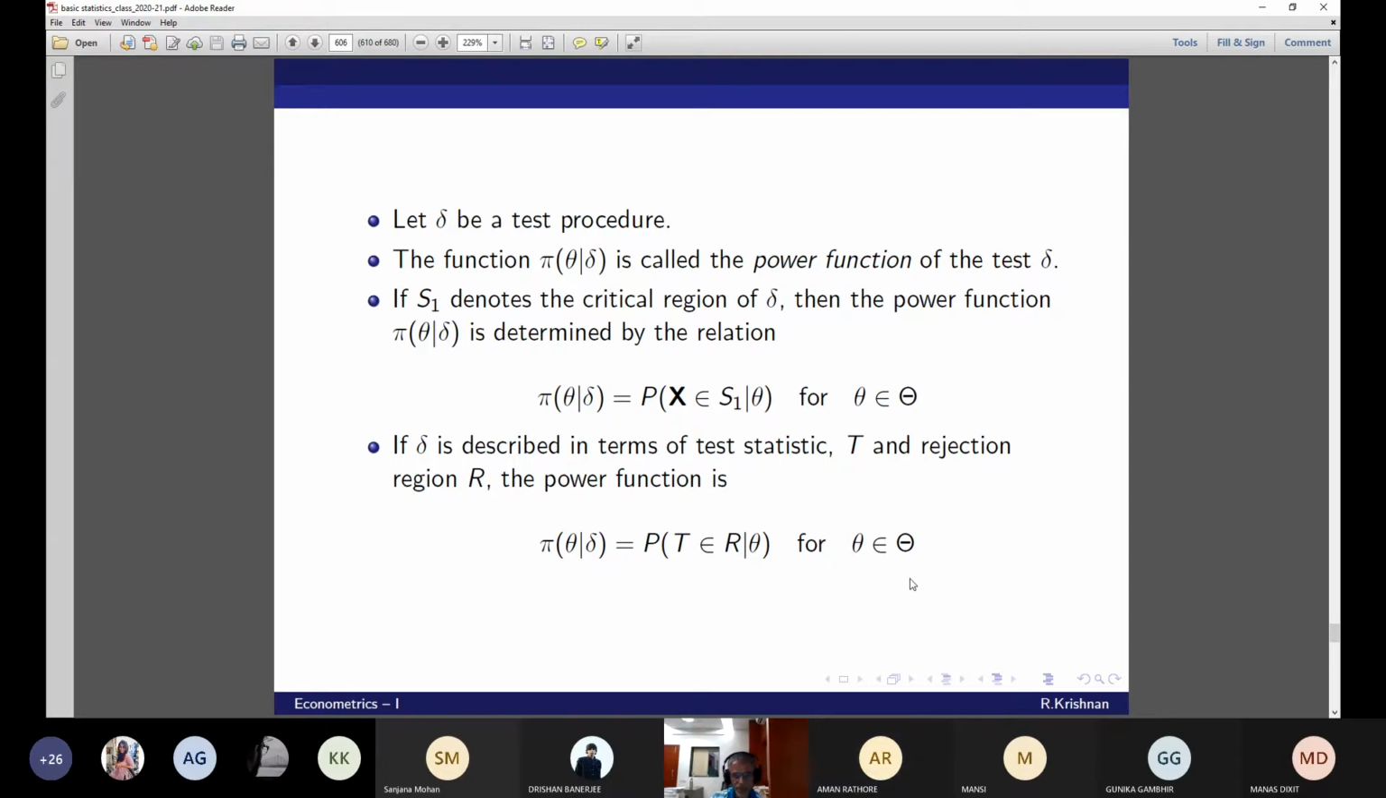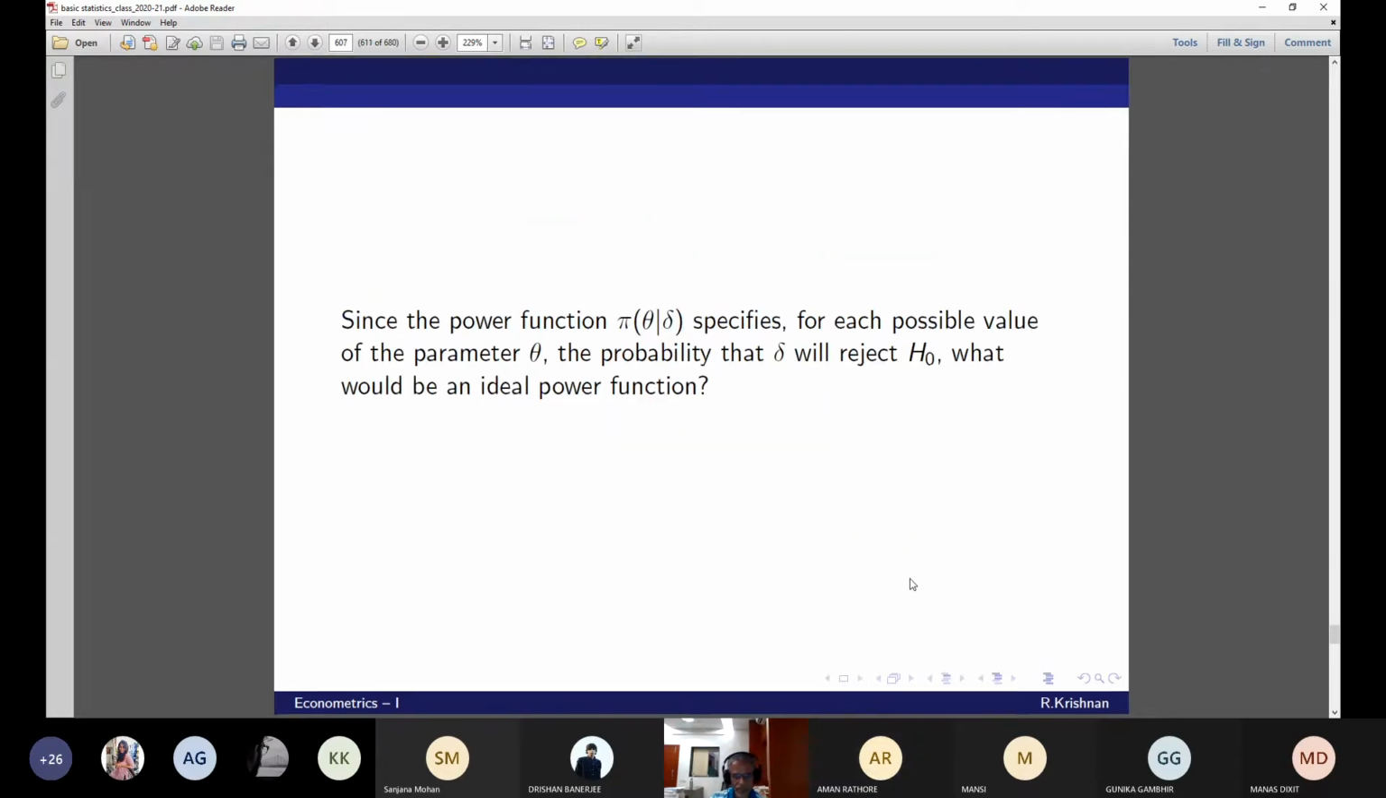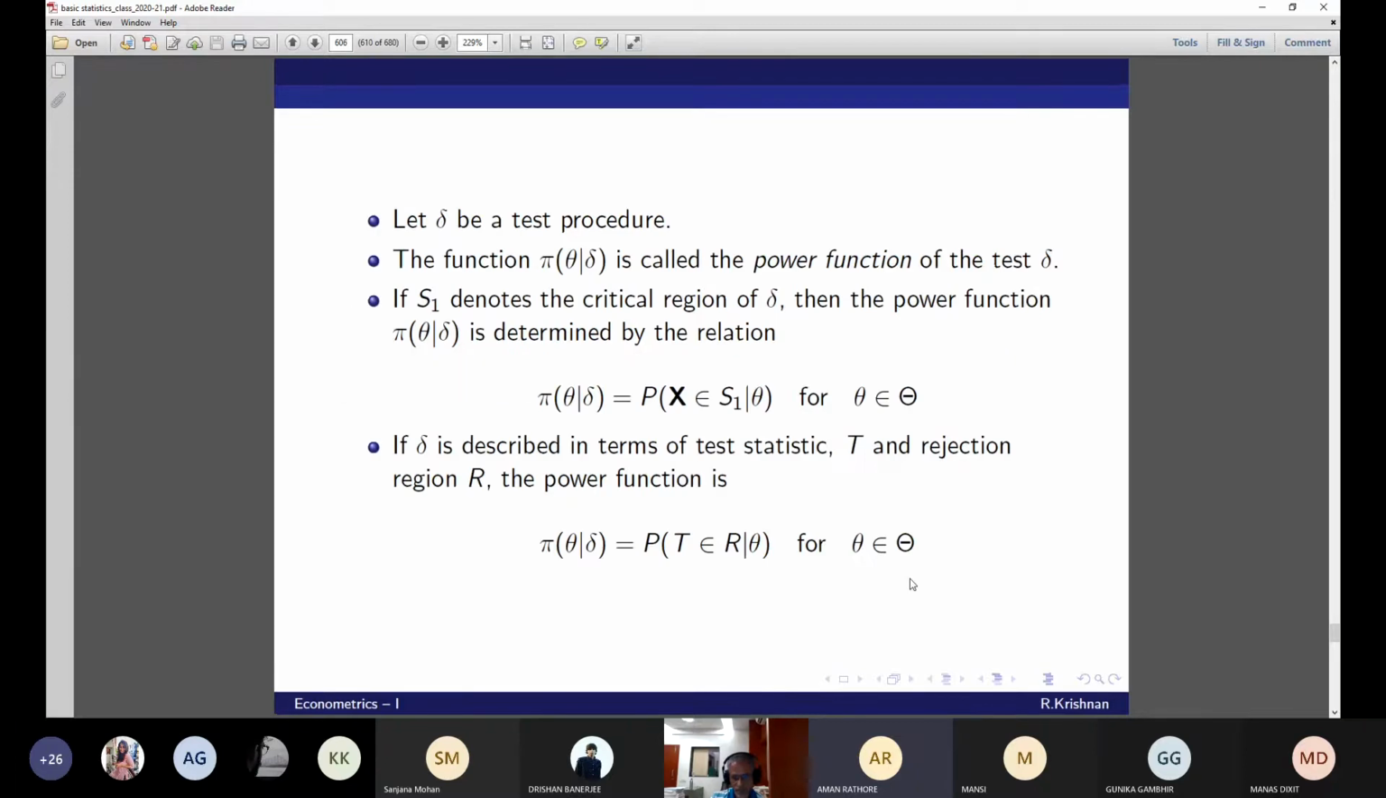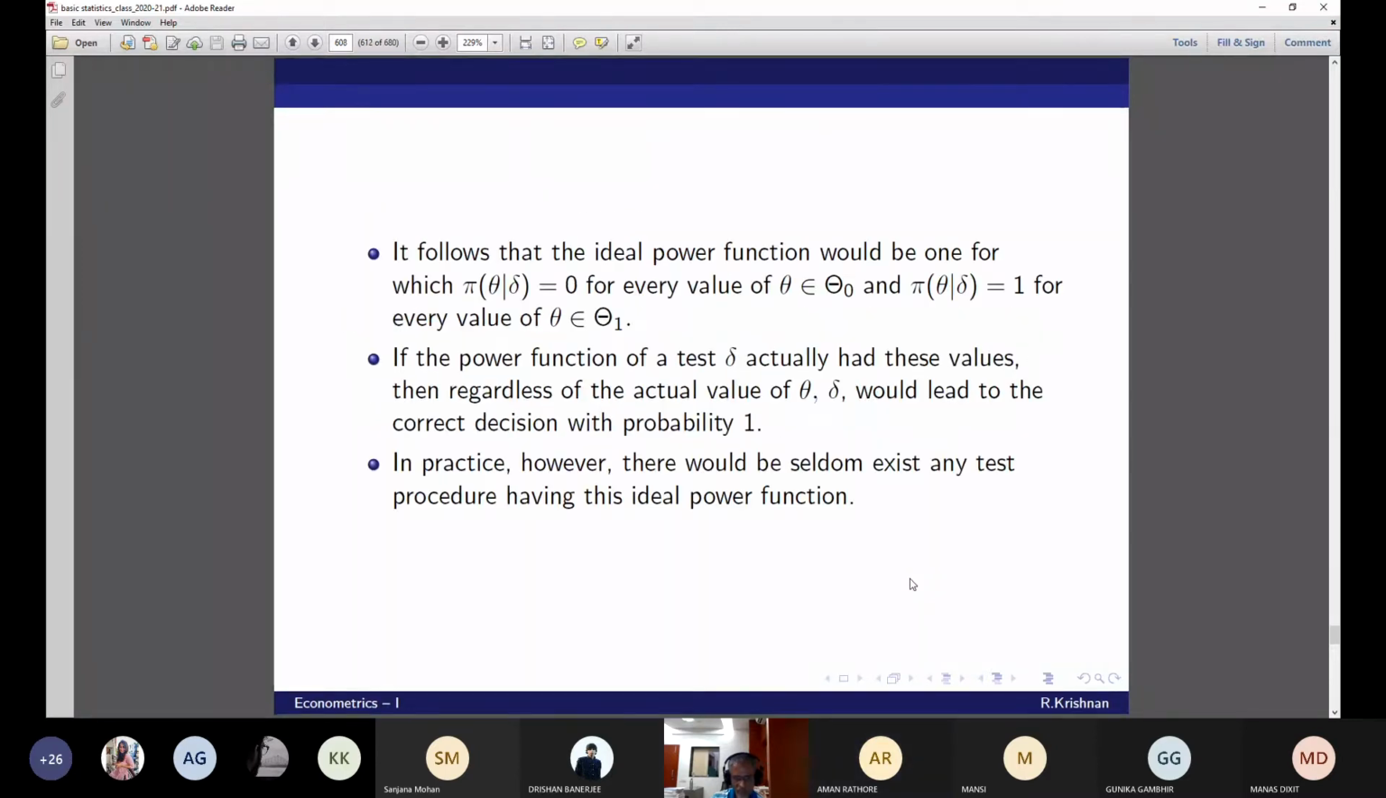Yes, sir. Now you tell me what would be an ideal power function? Sir, the rejection region should be zero, because we should not reject the hypothesis if it is true. No. The power function is completely determined by the relation between the critical region and the rejection region. So what would be the ideal power function? Sir, 1 then.